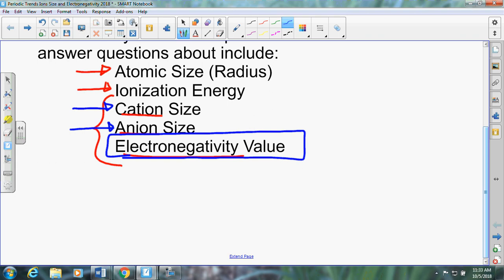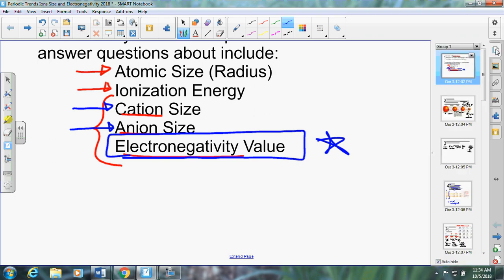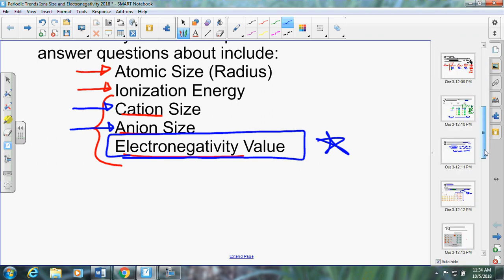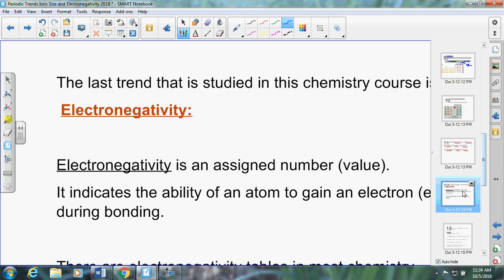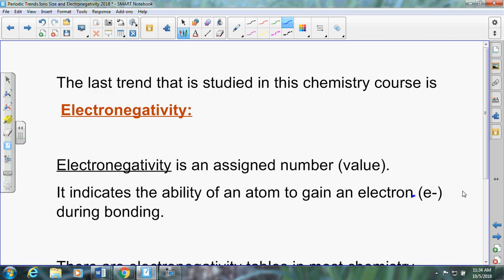Probably one of the most important trends that comes up and is used in explanation again and again as we go through this course. So I'm going to move to the slide that starts electronegativity. And of course, as mentioned, this is our last trend, and the trend is for electronegativity.